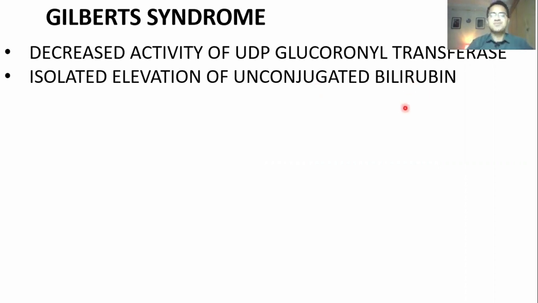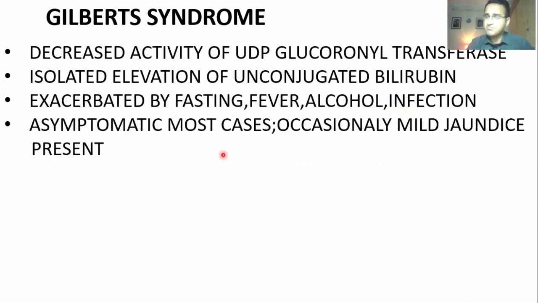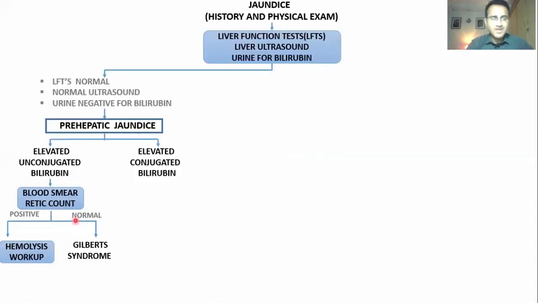Mostly these patients are asymptomatic, they do not show any symptoms, and their condition is exacerbated whenever they are fasting or they have fever, alcohol, or infection. They are asymptomatic mostly, but they can show mild jaundice sometimes. Treatment, usually no treatment is required for Gilbert's. So if you did blood smear and blood smear showed that hemolysis is there, you go for hemolysis workup. If blood smear and retic count were normal, it means that this was not hemolysis causing unconjugated hyperbilirubinemia, it was Gilbert's causing unconjugated hyperbilirubinemia.